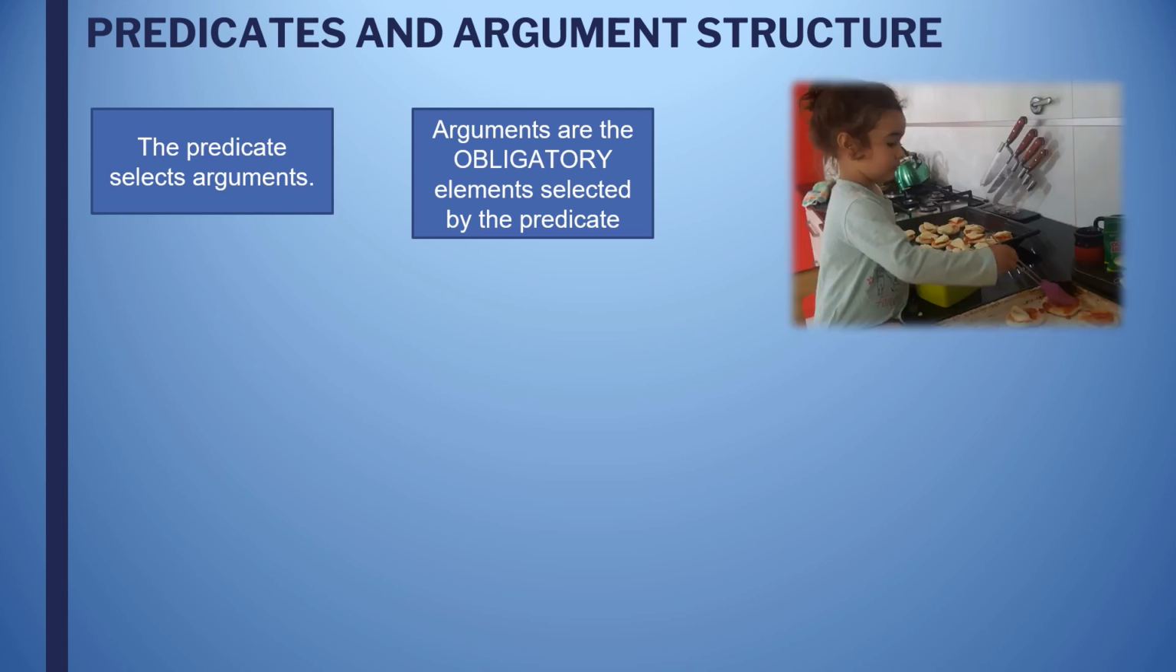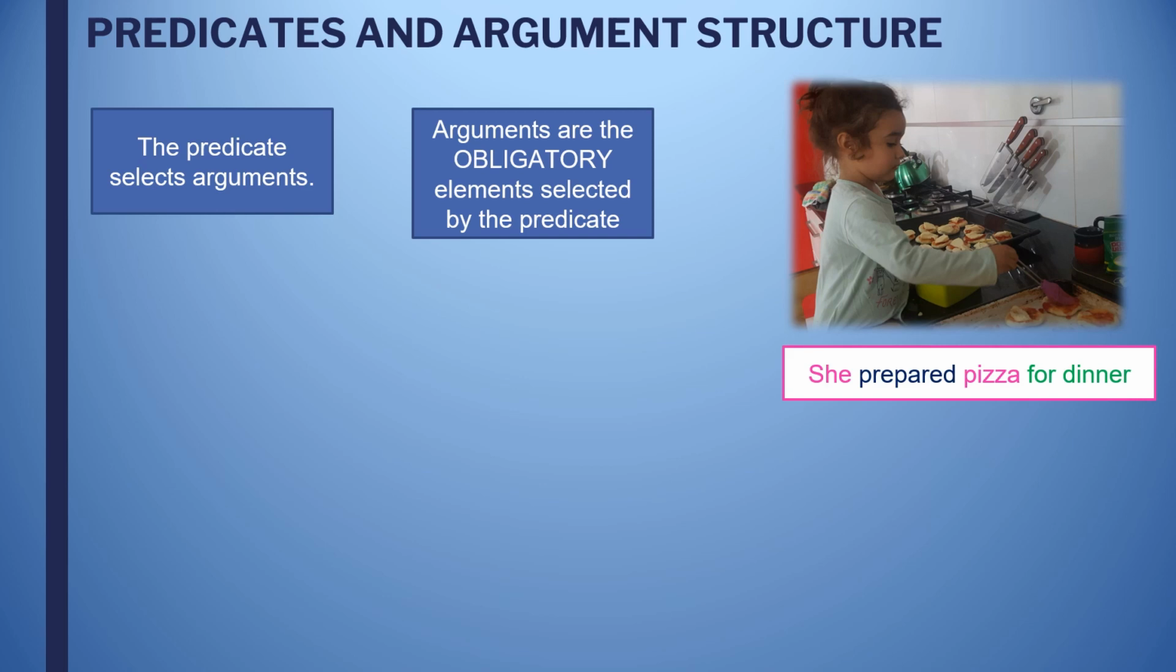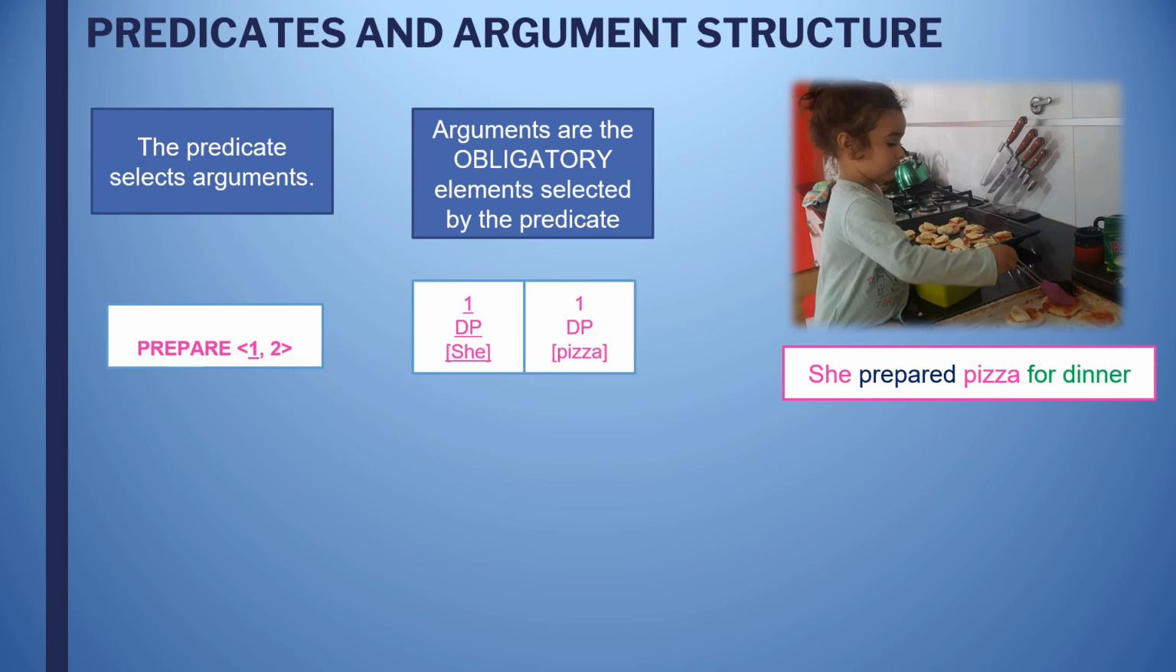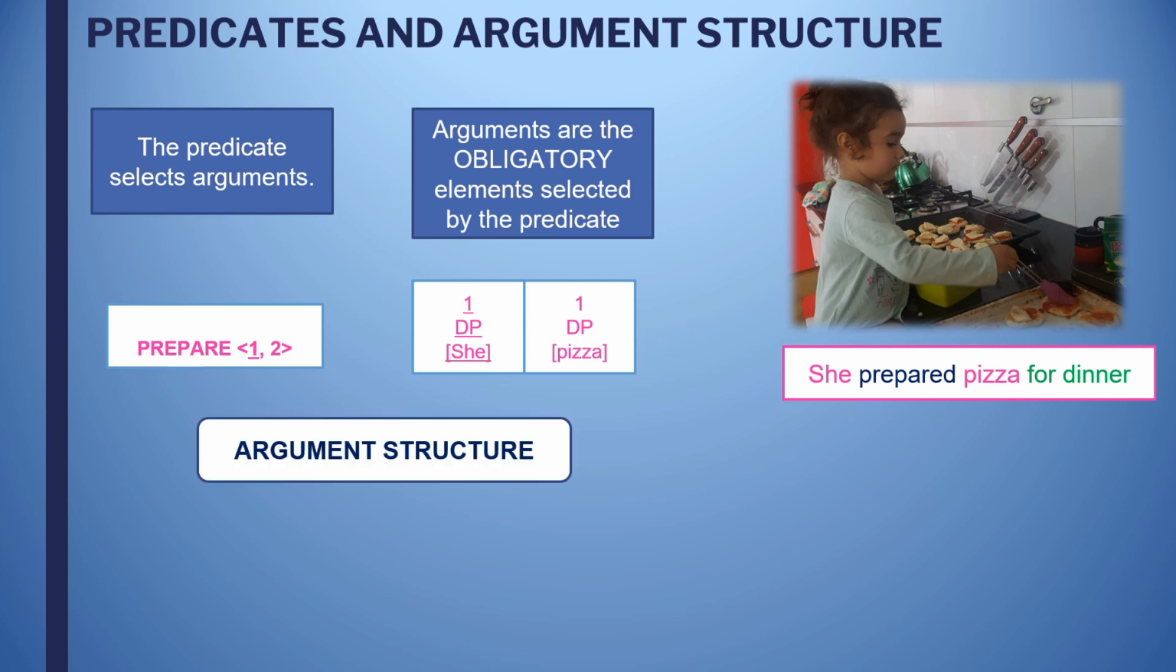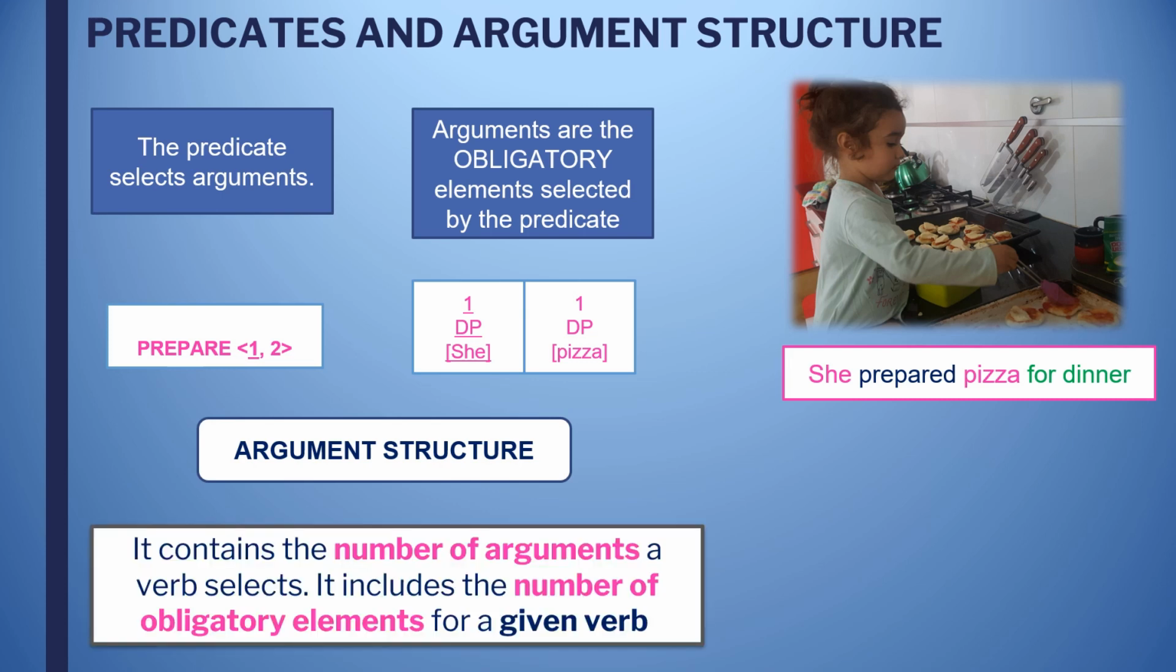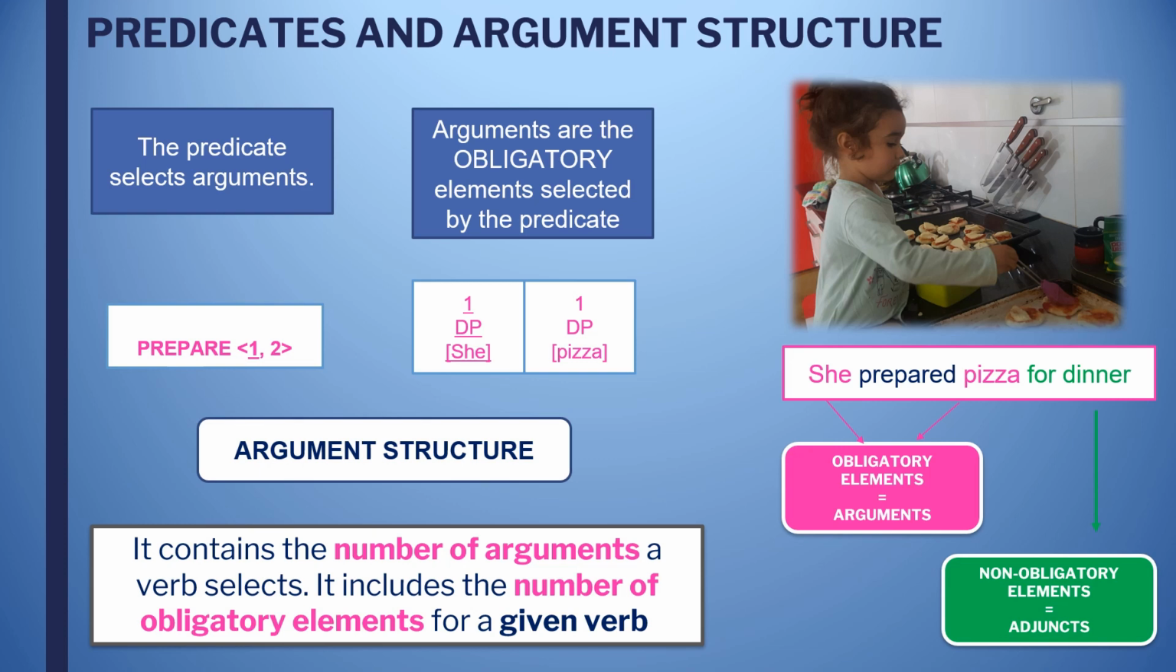In a sentence such as, she prepared pizza for dinner, the verb prepare is the predicate. It is a two-place predicate, and it selects two arguments. The DP she, its external argument, and the DP pizza, the predicate's internal argument. This information that you can see here receives the name of argument structure. And what is that? Well, a verb's argument structure contains the number of arguments it selects. So, the argument structure gives us information about the number of obligatory elements in a given sentence.